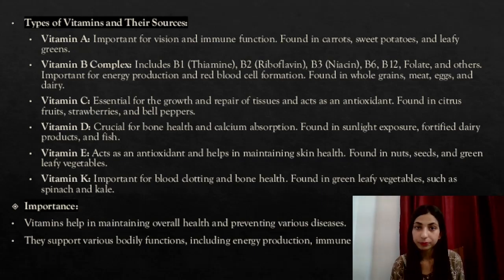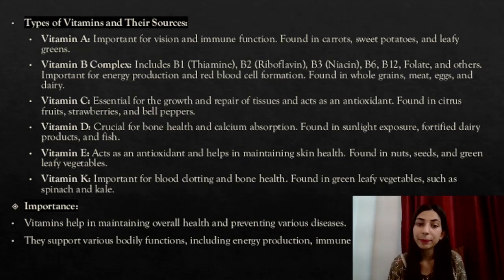Then vitamin C. Vitamin C is essential for the growth and repair of tissues, and it acts as an antioxidant. It's found in citrus fruits, strawberries, bell peppers, amla, oranges, all the citrusy fruits. You get this vitamin C. Also, this vitamin is helpful in wound healing. जो चोट लग जाती है ना, तो उसकी heal के लिए भी vitamin C is very effective.